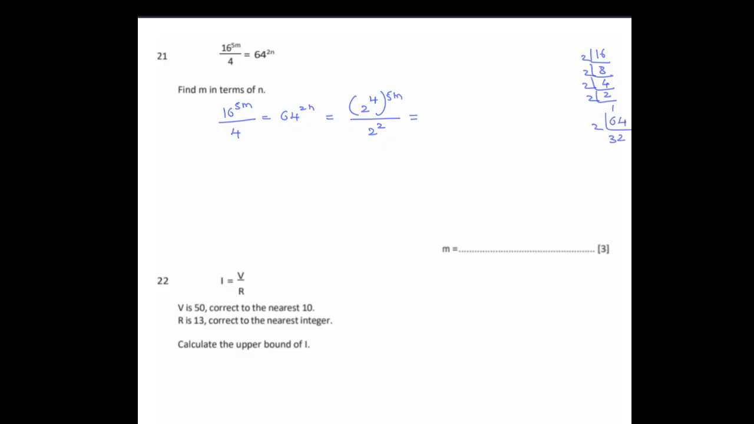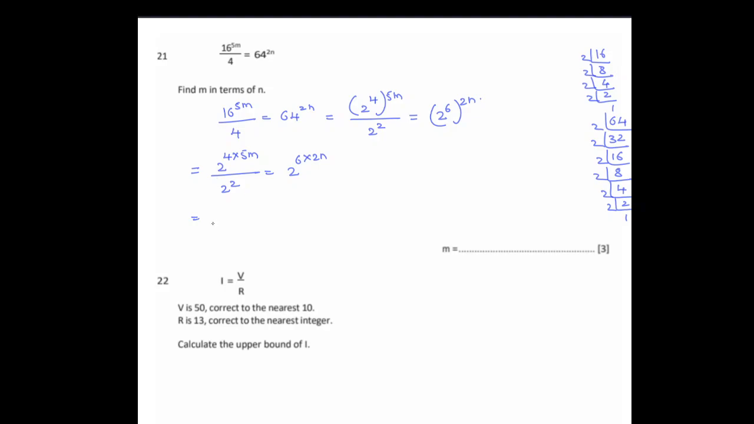2 3s are, 2 2s are, 2 1s are, 2 6 are, 2 8s are, 2 4s are, 2 2s are, 2 1s are. So 1 2 3 4 5 6. So 2 raised to 6 whole raised to 2n. Now a raised to m whole raised to n is a raised to m into n. So 2 raised to 4 into 5m by 4 raised to 2 is equal to 2 raised to 6 into 2n. This is in the form of a raised to m whole raised to n.